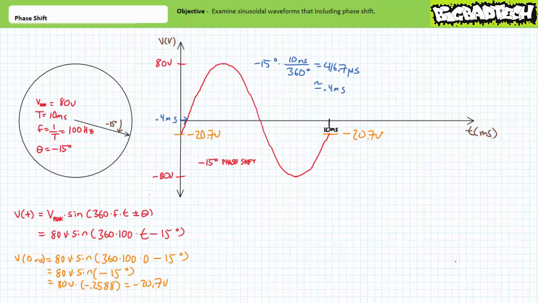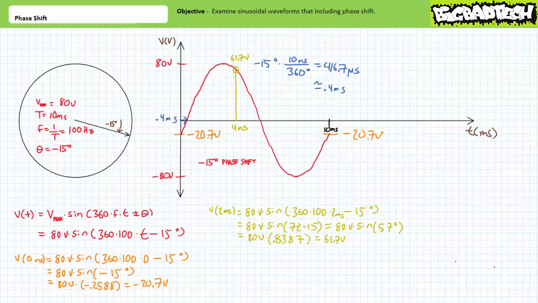Using the expression accounting for phase shift, one can also calculate output voltage magnitude at specific times as we did previously. For example, at 2 milliseconds, one would substitute 2 milliseconds into our expression to arrive at 80 volts times the sine of 360 times 100 times 2 milliseconds minus 15 degrees, or 80 volts times the sine of 72 minus 15 degrees, or 80 volts sine 57 degrees, meaning that at a time ordinarily corresponding to 72 degrees, the sine wave has a value equivalent to a normal sine wave at only 57 degrees.